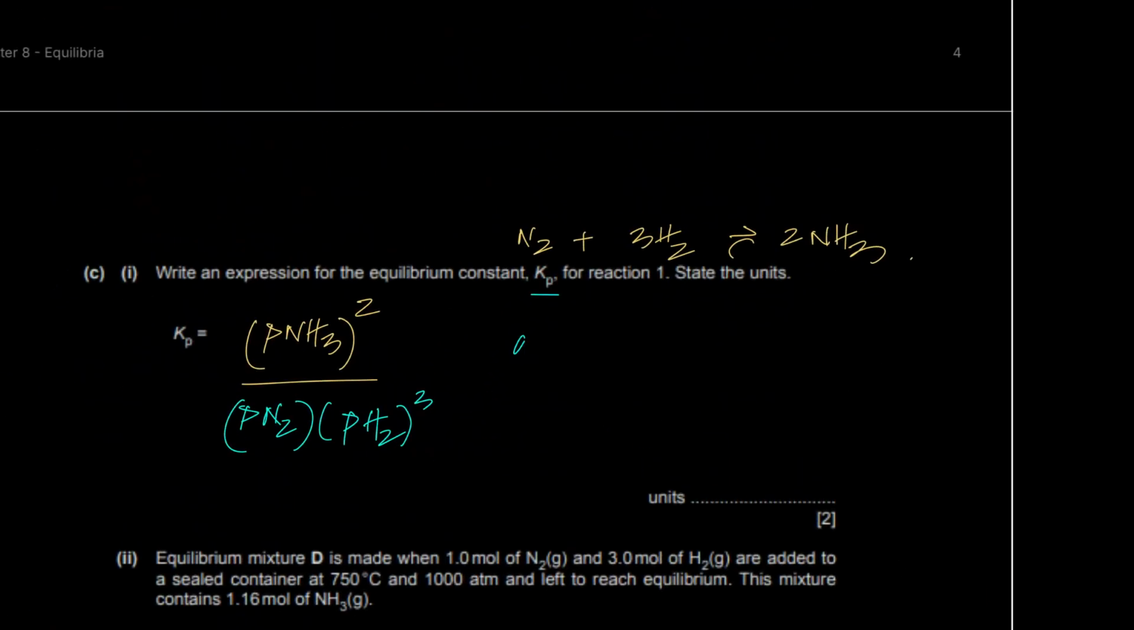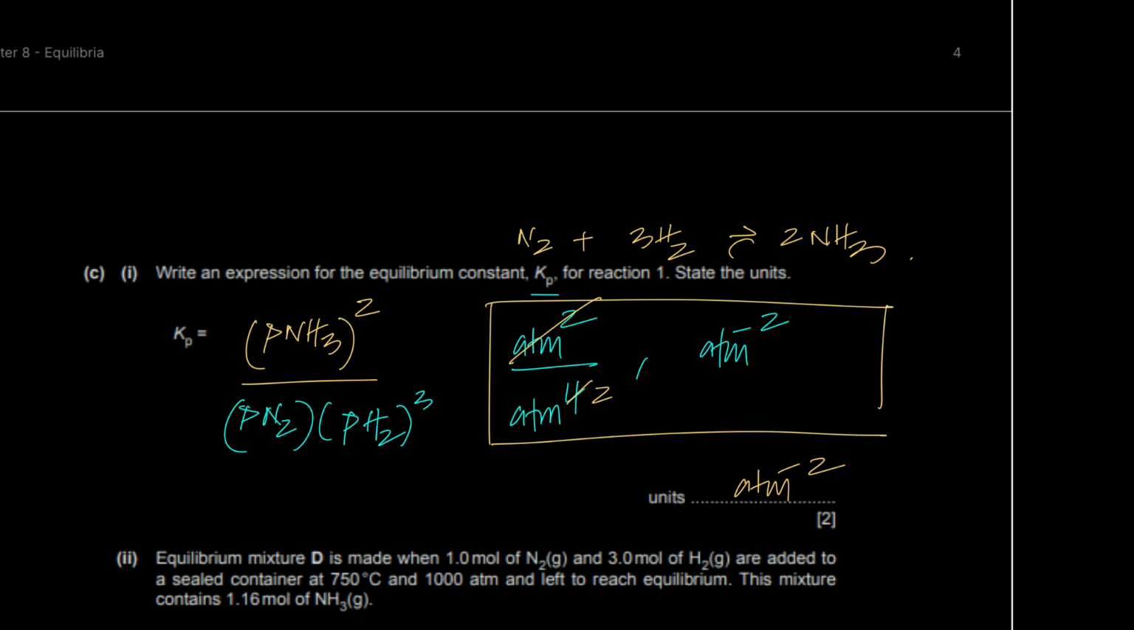So this is atmosphere squared divided by atmosphere to the power of 4. Why? Because it's 3 plus 1, 4. So what do you get? atm to the minus 2, because the 2 cancels with this. You get 2 here, and then you just invert it. So 1 over atm squared is atm minus 2. That's the units. So the expression and the units. Here you go, examiner. This is working.